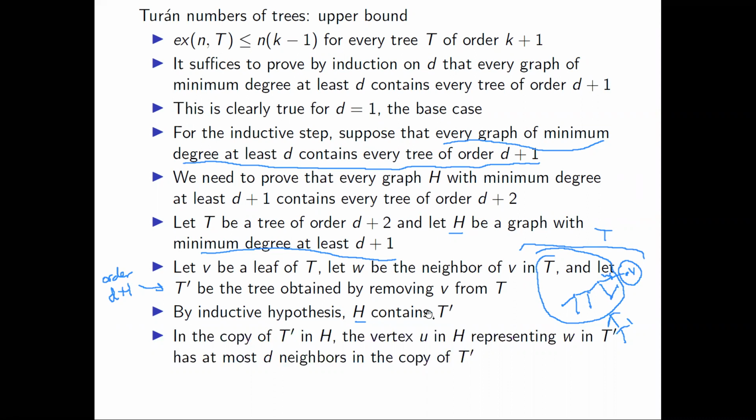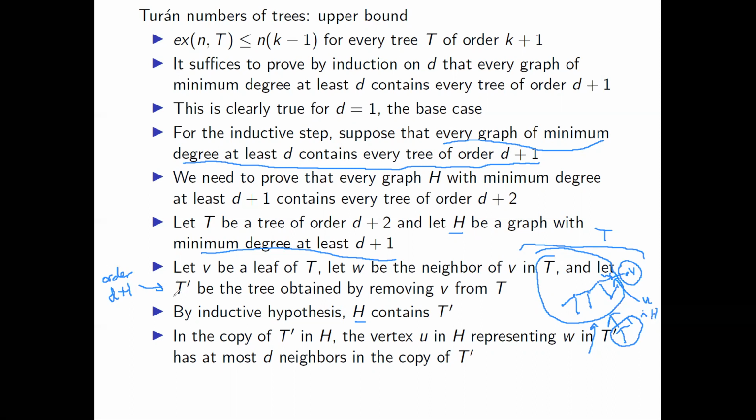Then we look at the copy of T prime in H. So like this copy right here, we'll just say that that's in H. And we consider the neighbors of the vertex which represents W in H. We'll give that vertex a name. Its real name is U in H. And we're viewing this copy of T prime in H. So we look at the neighbors of U in the copy of T prime. So we don't know if we have a copy of T yet in H. That's what we're trying to prove.